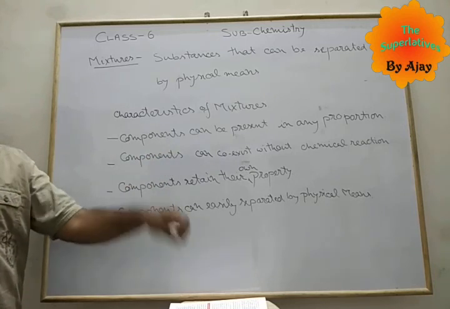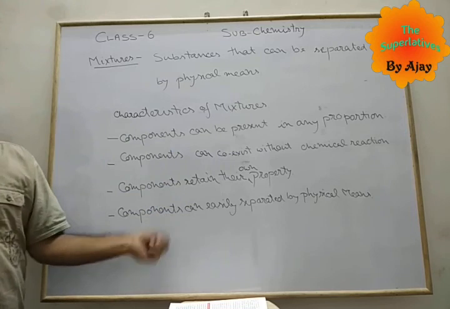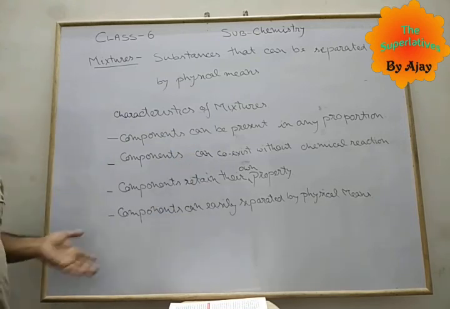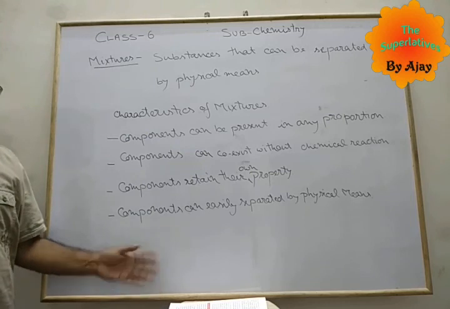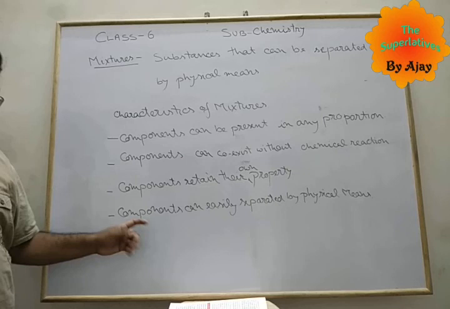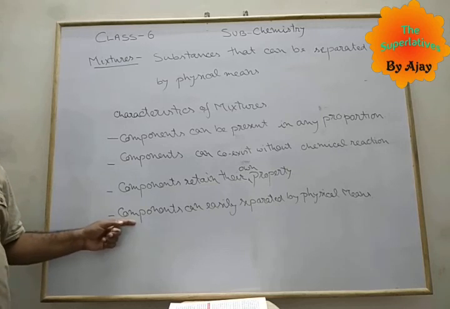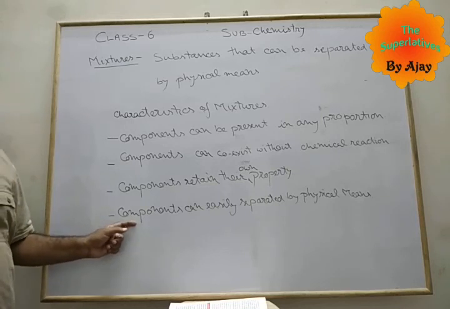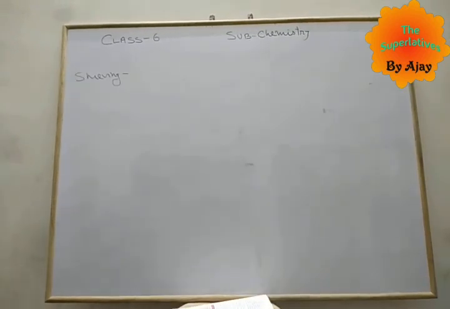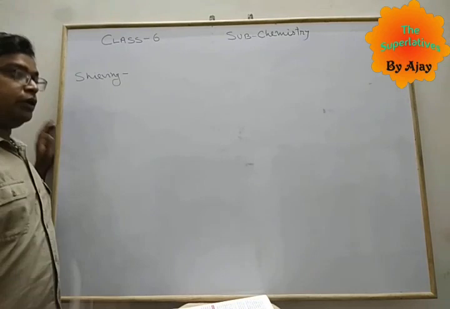we can easily separate, suppose we have rice and some iron nails. How do we remove them? Either by picking or by using a magnet. We can easily separate those iron nails. Likewise, we use different techniques to separate the components of a mixture. Our next topic depends on this last point: how we can separate components of a mixture by using physical means.